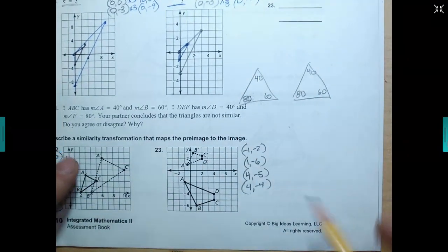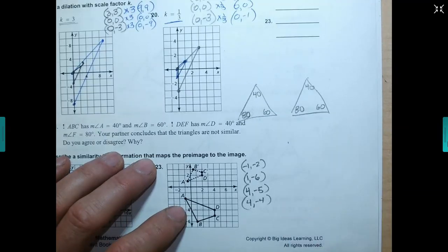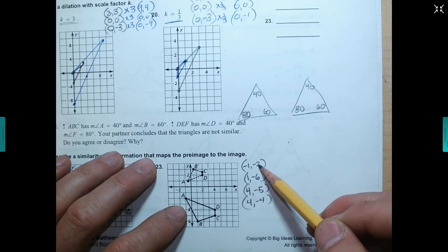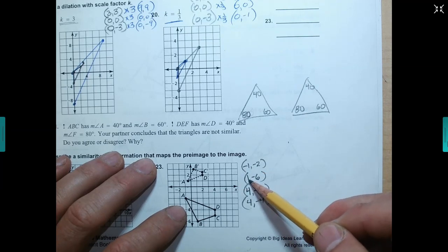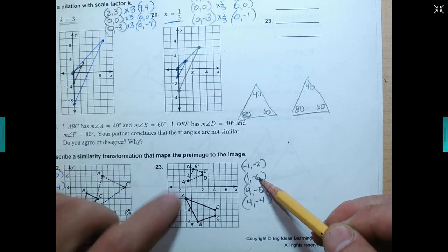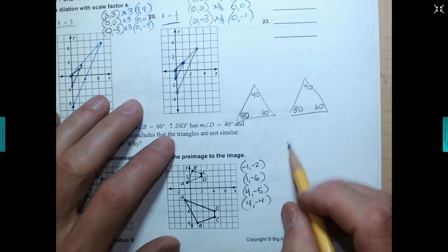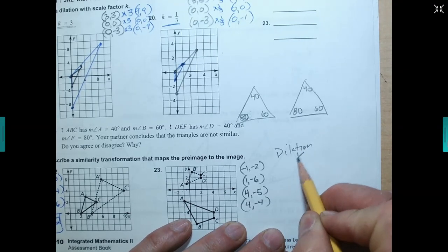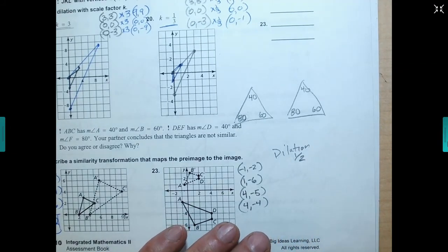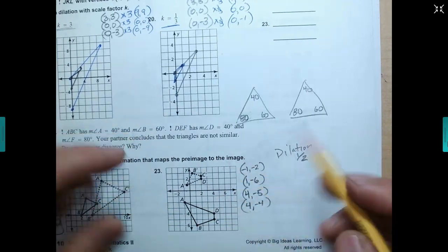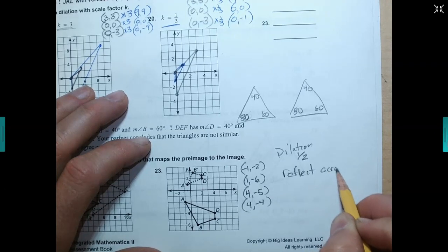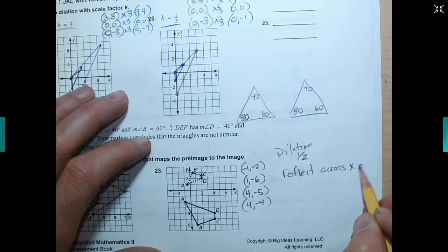So what if we did each of these by half? I would get 0.5, 1, 0.5, 3. Okay, so we have a dilation of 1/2. So we multiply it by 1/2, and then boop, we reflect it across the x-axis.